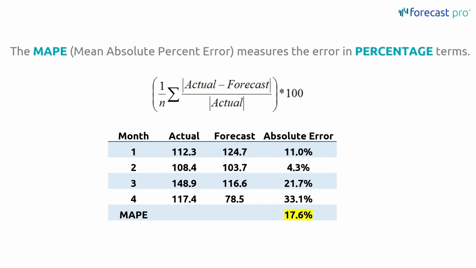For month 2, we have a 4% error, month 3, a 21% error, and month 4, a 33% error. And once again, we just average these 4 numbers together, giving us an average percent error of 17%. Again, the MAPE is a percentage.